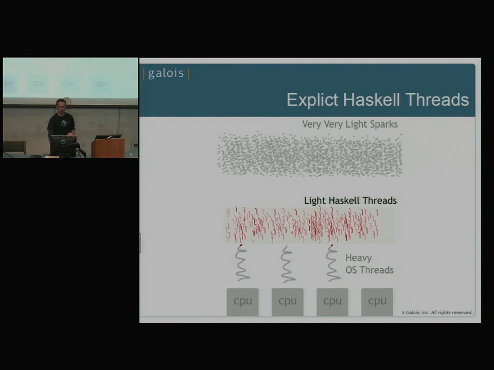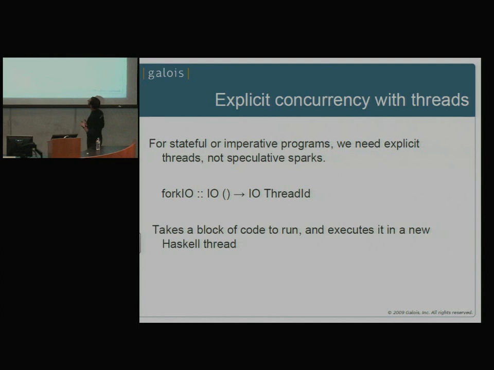And this lets us write direct stateful imperative programs. We use forkIO, which takes something that can do anything, an I/O action that can write to disk, and runs it in a new Haskell thread, which will then get scheduled on one of the cores. You get a thread ID back. So that's how you create one of these lightweight threads. They're very light, so you can create a million of them on a generic laptop fairly easily.